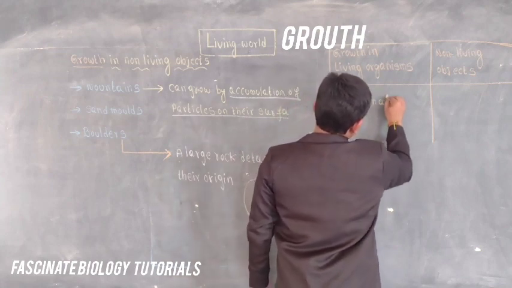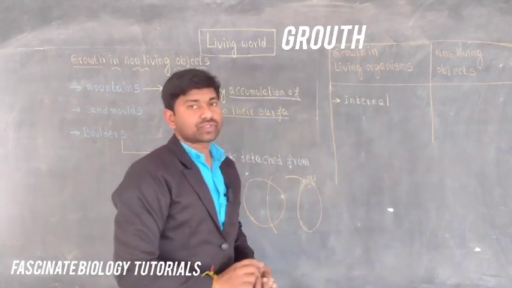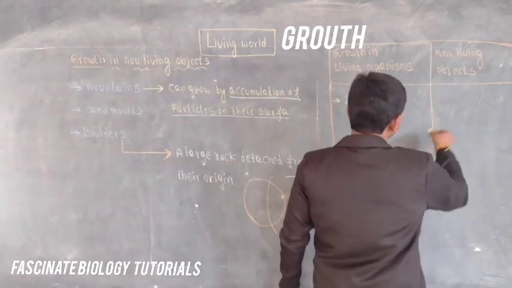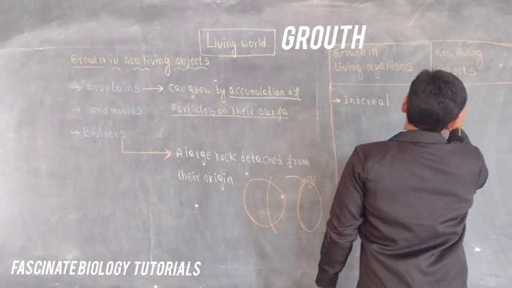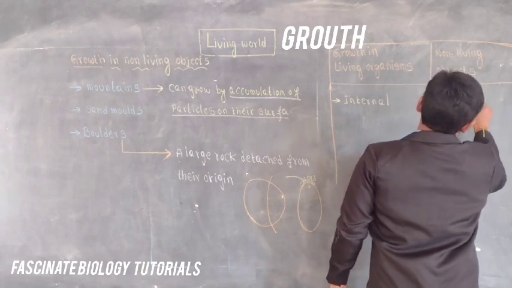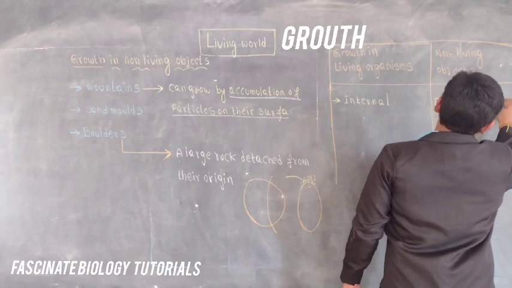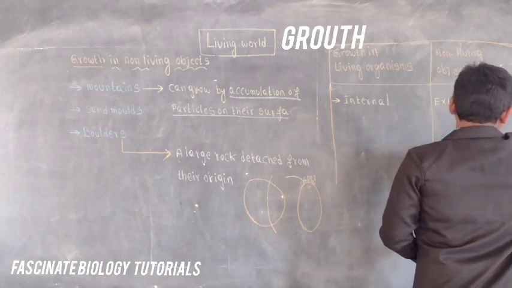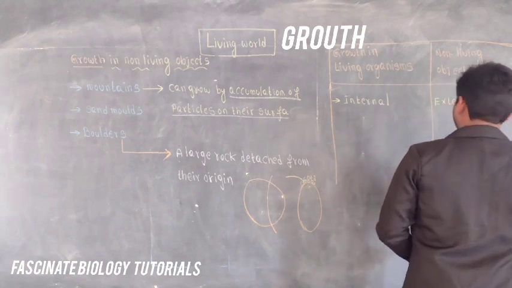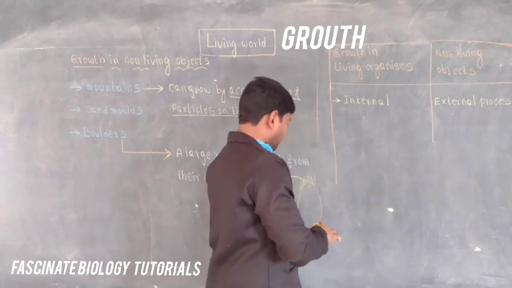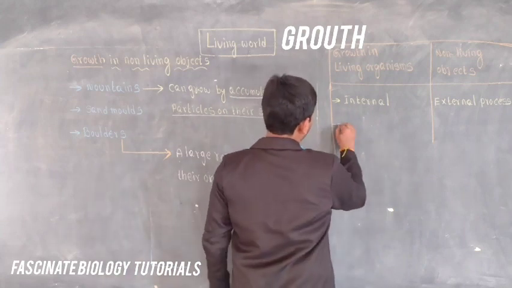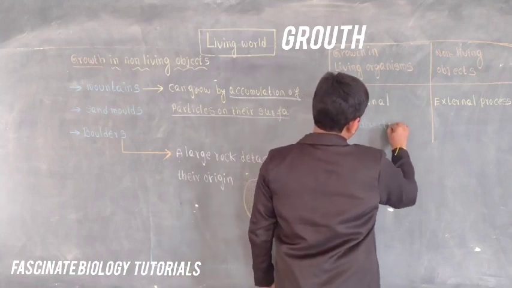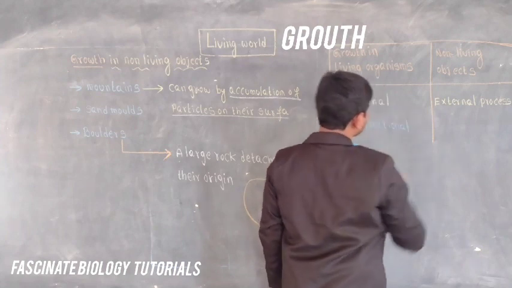Internal process means cell division process. Cell division is an internal process, not an external process. Remember, in non-living objects growth is an external process. And in living organisms, growth is a unidirectional movement.